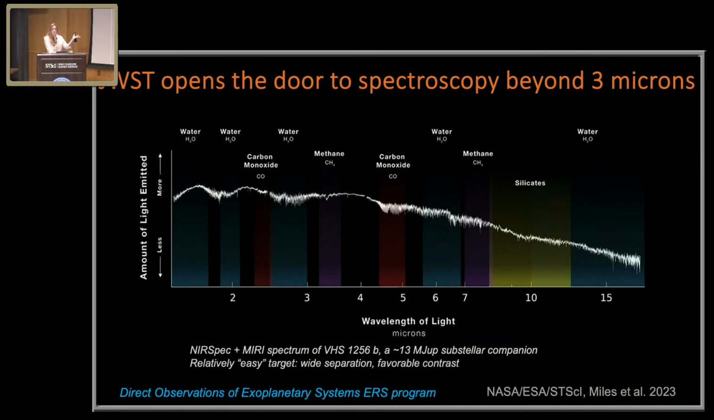But then in comes JWST. We have this amazing spectrum that I think we've all seen before of VHS 1256b, where we have full spectral coverage from 1 to almost 15 microns, even past 15 microns. We've detected silicates, carbon dioxide, carbon monoxide, methane, all of these amazing features. But the interesting thing is that this system is fairly low contrast. So the planet, or brown dwarf, about 13 Jupiter masses, is around a binary system, but there's no need for any post-processing here because the host starlight was so faint.